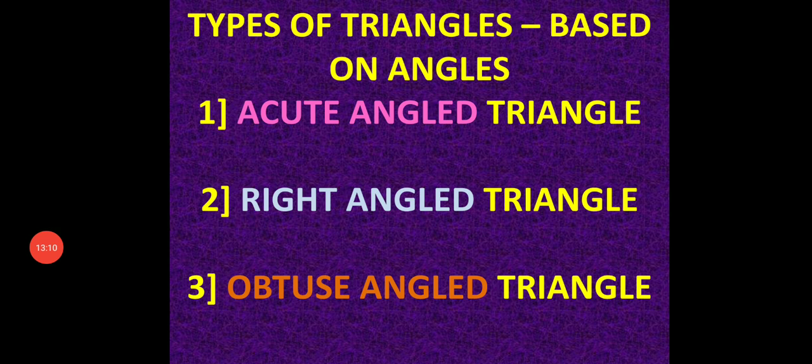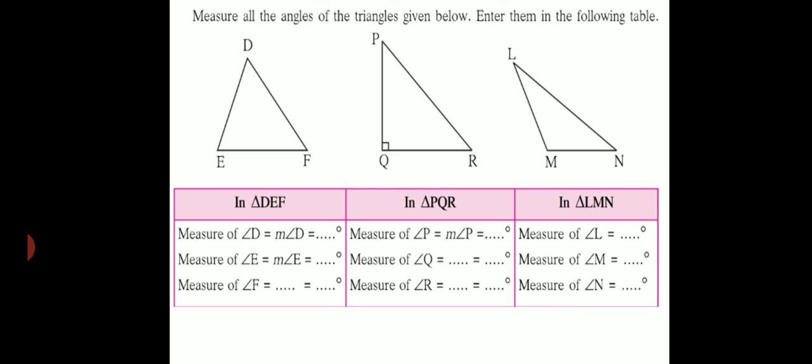So based upon all this information, the very first question that you have to solve by yourself is given to you on page number 78 of your textbook. I have displayed the screen for you. You can refer to your textbook, children. Now here in this particular question, they have stated that you need to measure all the angles of the triangles given below and enter them in the following table.